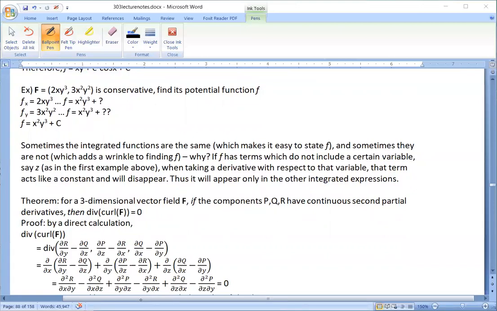But again, because they're continuous second partial derivatives, we know that the derivatives commute. So those two are the same thing, and therefore they just cancel. The exact same thing happens with the other pairs of second derivatives. There's a minus the derivative of Q with respect to x and z, and the other one is the second derivative of Q with respect to z and x. So all the pairs cancel, and the divergence just winds up being 0.